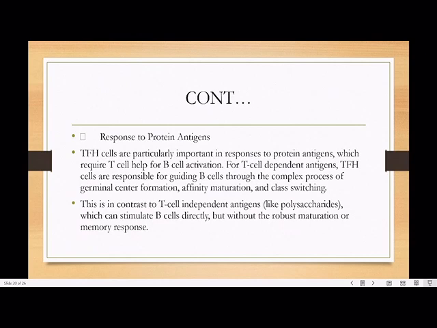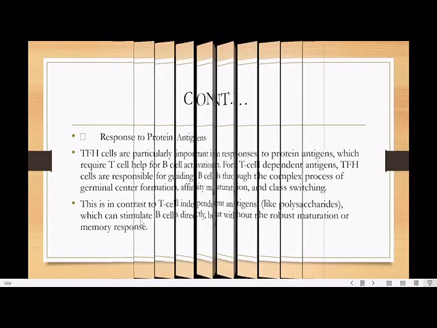So we can see that the T follicular helper cells are particularly important for response to protein antigens, which require T cell help for B cell activation. For T cell dependent antigens, the T follicular cells are responsible for guiding the B cell through complex processes of germinal center formation, affinity maturation, and class switching. This is in contrast to the T cell independent antigens, which can stimulate B cells directly but without the robust maturation or memory responses.